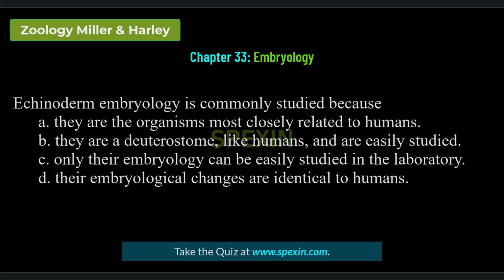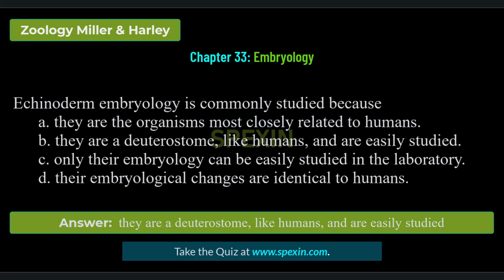Echinoderm embryology is commonly studied because: A. They are the organisms most closely related to humans. B. They are a deuterostome like humans and are easily studied. C. Only their embryology can be easily studied in the laboratory. D. Their embryological changes are identical to humans. Correct answer: they are a deuterostome like humans and are easily studied.